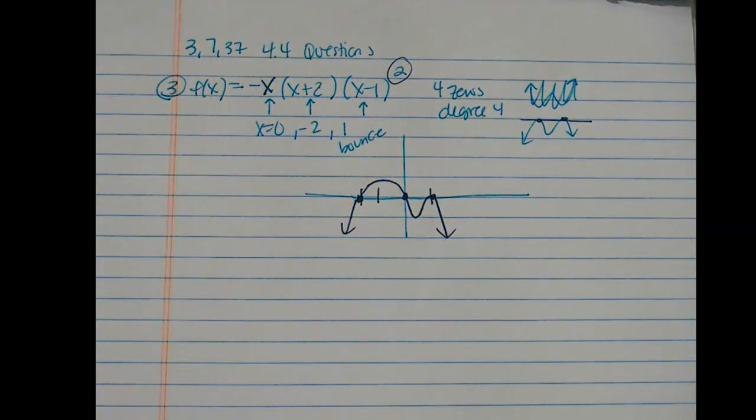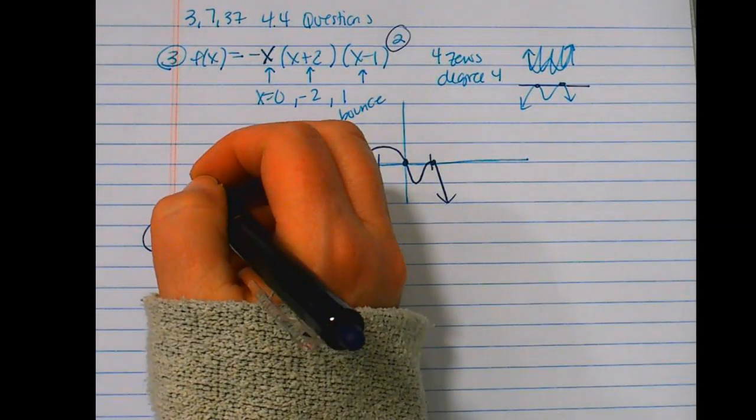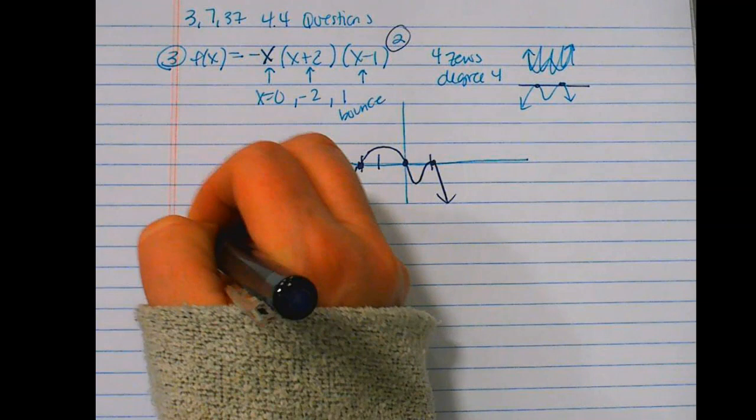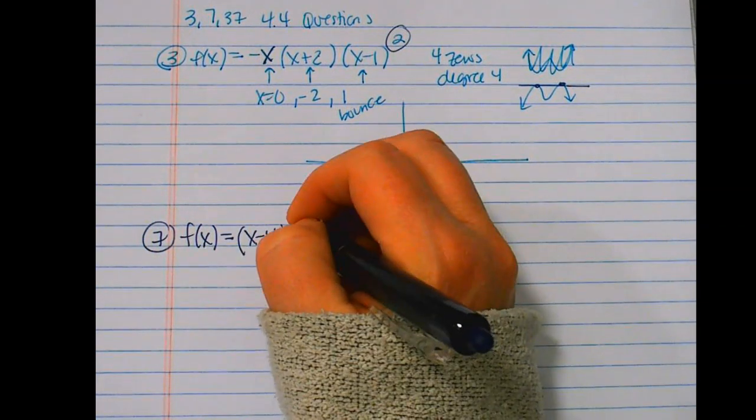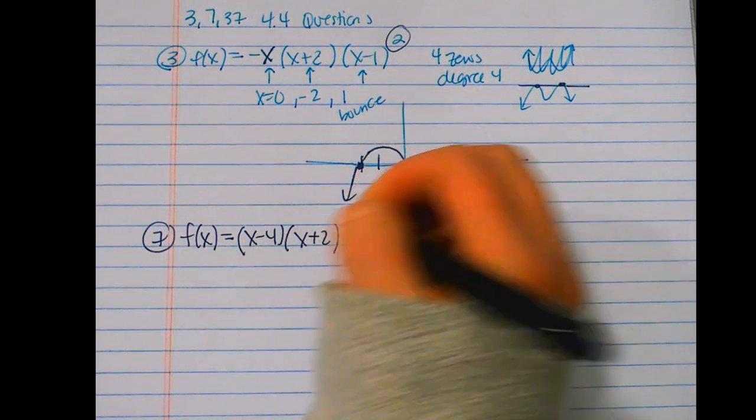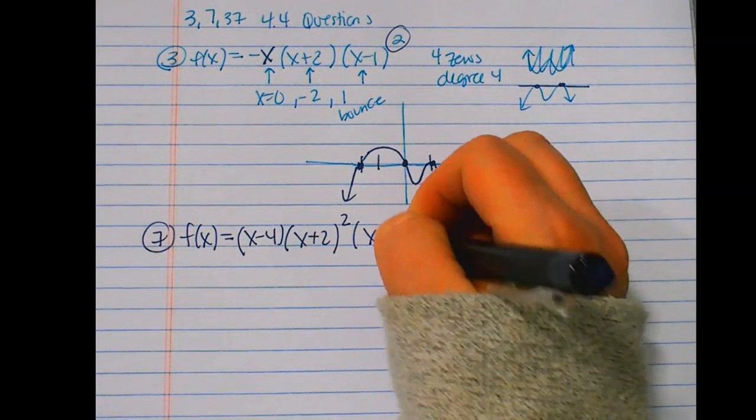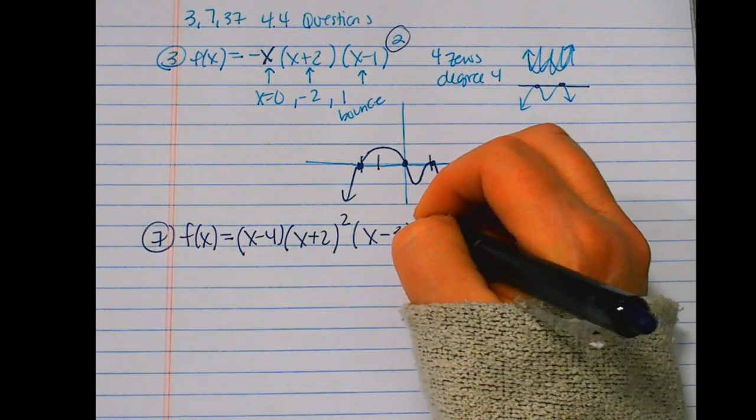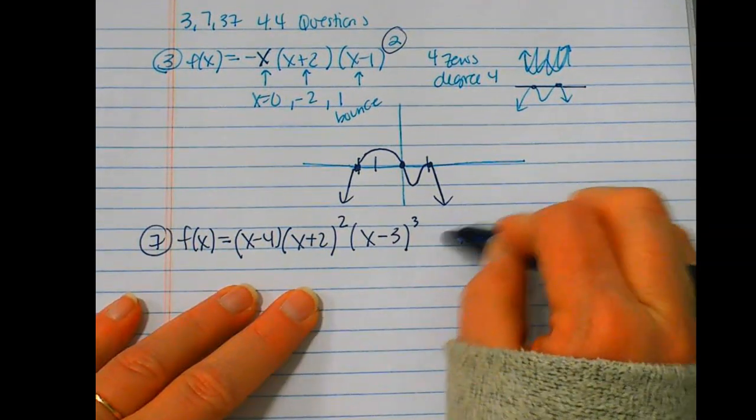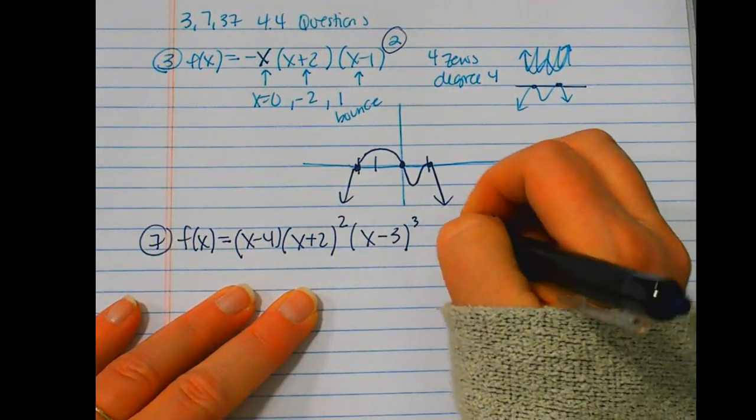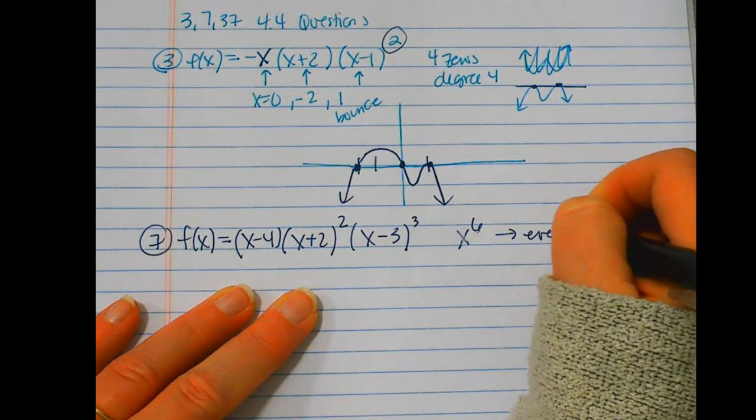Good? Okay. 7 says f of x equals x minus 4, 1. There's one of them, x plus 2. There's 2 of those, so that's 3 altogether. And then x minus 3, there's 3 of those, that makes 6. It's not x equals. This is going to be x to the 6. So even end behavior.